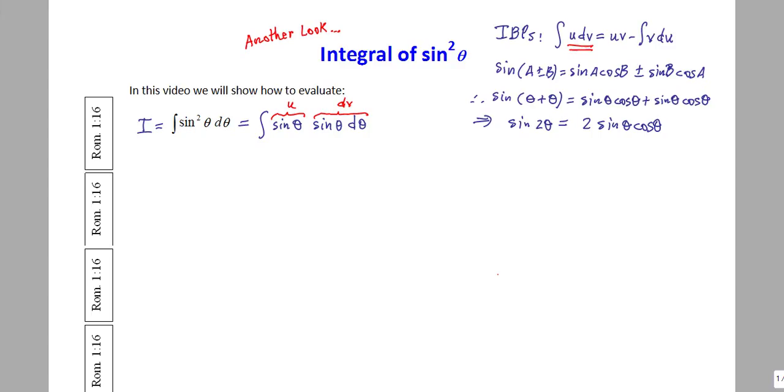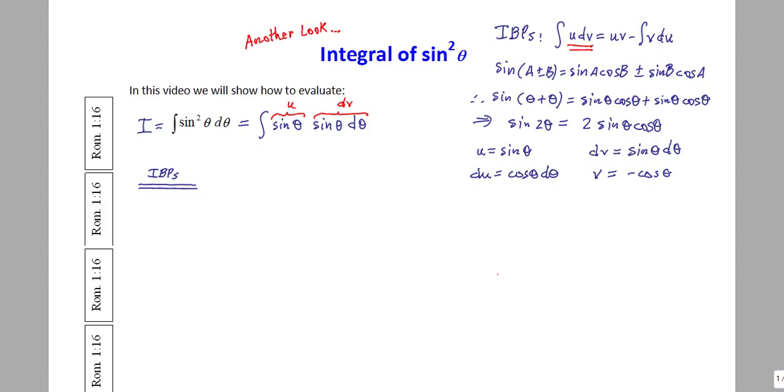And so we get, first of all, when I apply the integration by parts, we get u times v. Okay, we need to develop u and dv and all of that. Okay, so u is sine of theta, du is equal to cos theta d theta, and dv is sine of theta d theta. So if you integrate both sides of that, you get v is equal to minus cos of theta.